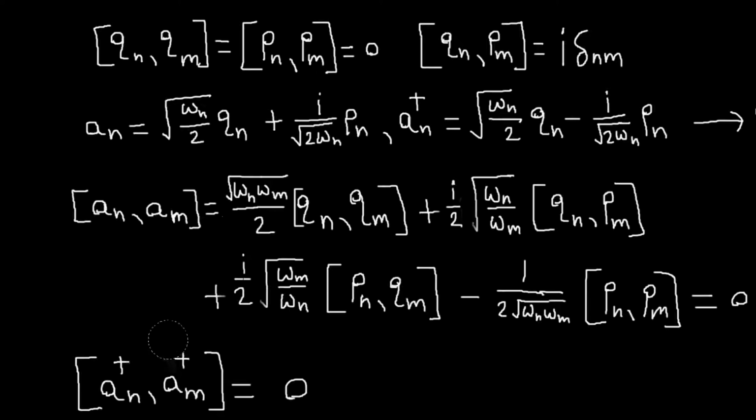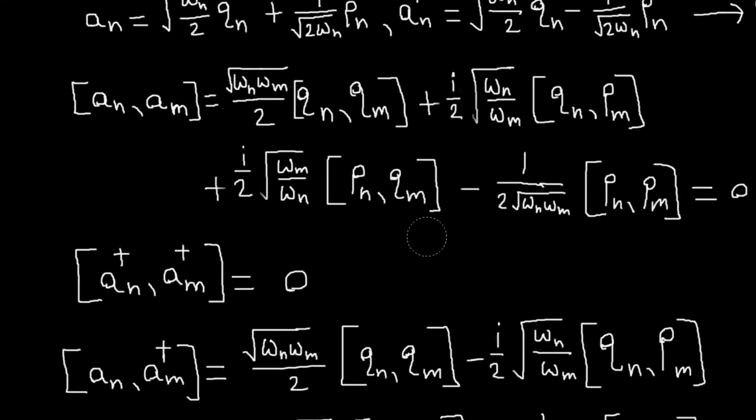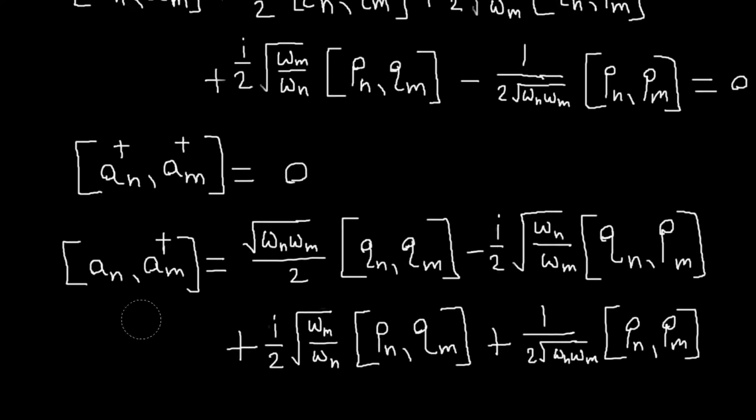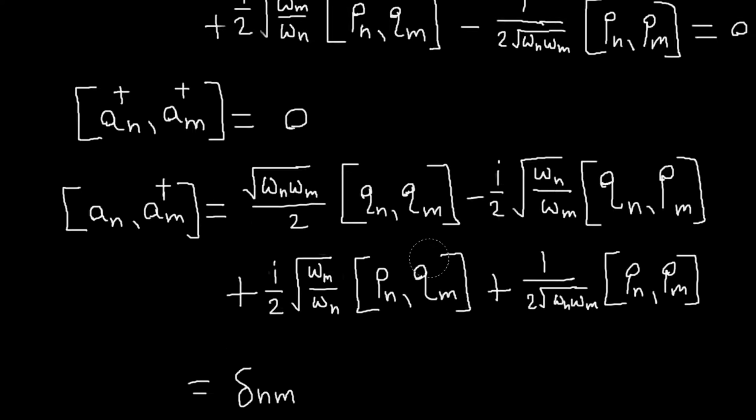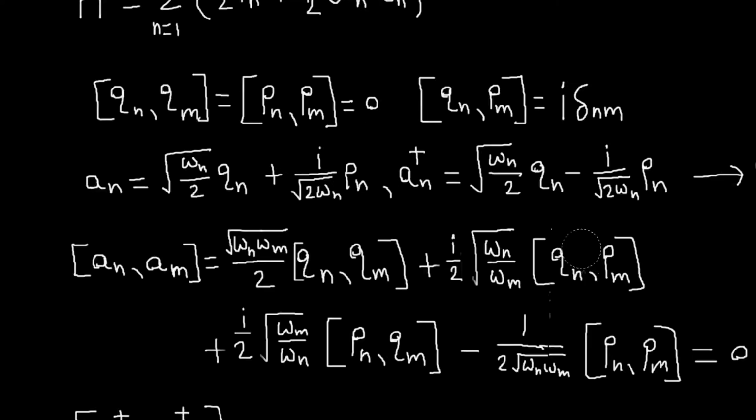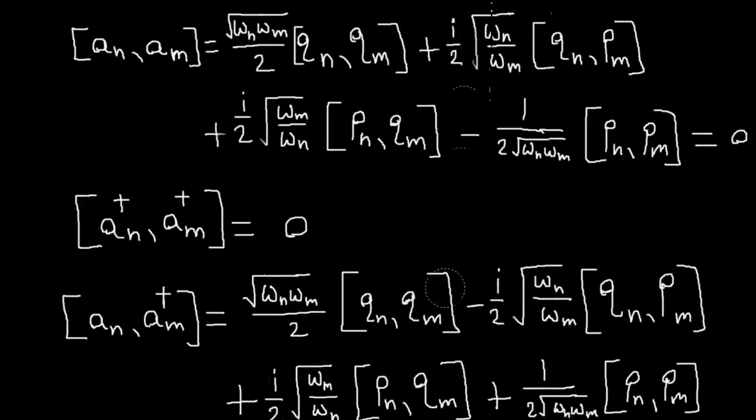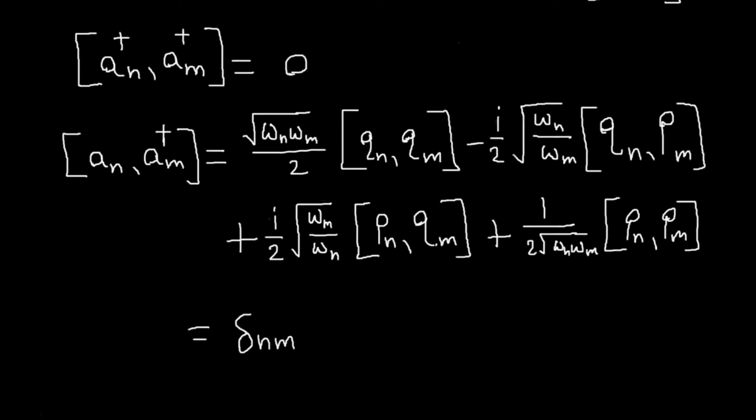And then similarly, for the raising operators, it'll work out kind of the same way. And then for the commutation relation of a lowering operator with a raising operator, it's written out like this, and then again this term is 0, this term is 0, and this time these two terms will add, and then using this relation you just get this. So that's fine.